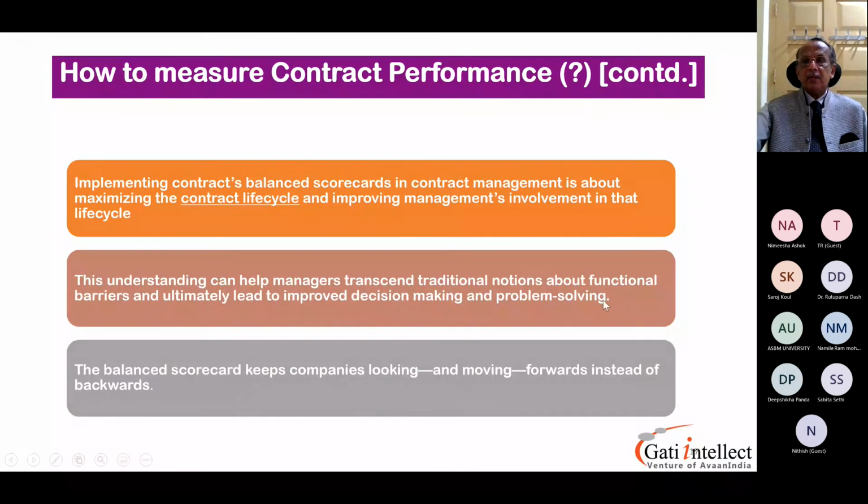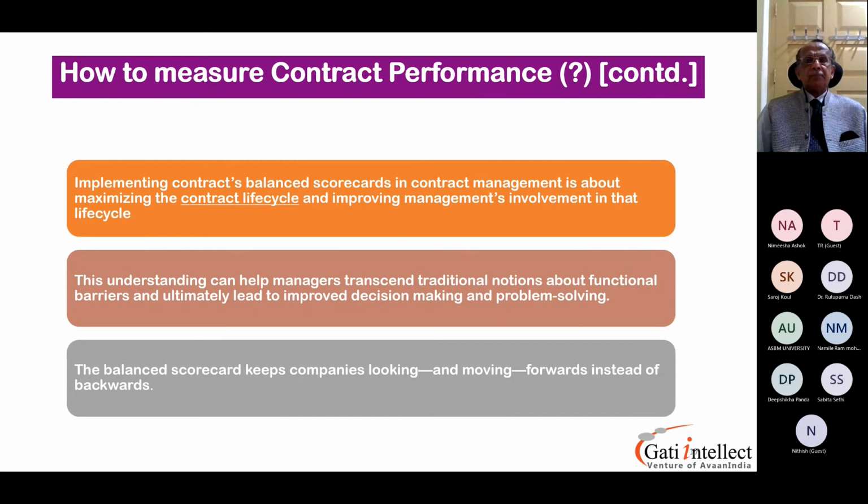How to measure? It's a continuation of what we just saw. Implementing balanced scorecards in contract management is about maximizing the contract lifecycle, improving management's involvement in that lifecycle. Contract lifecycle, which we have also seen earlier. There are so many processes and activities in the contract lifecycle. This is what we saw on the first day. How do you develop? What is the overview of contract development? There are so many aspects in contract development.